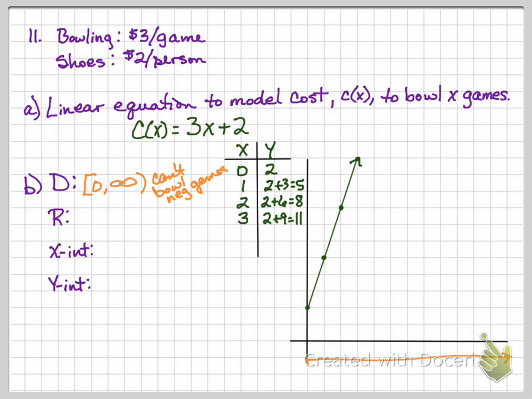Okay, range over here on the right, in the brown, you can see it starts at 2 and goes through infinity. Interpreting that tells us it costs us $2 to get shoes before we even start playing the games. So we have to pay that $2. That's just our starting fee.